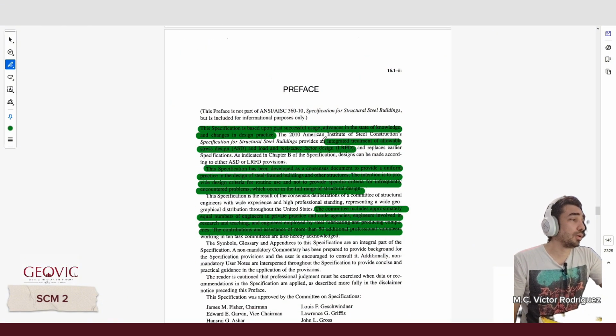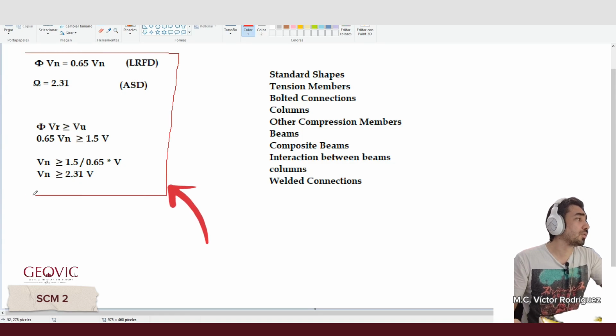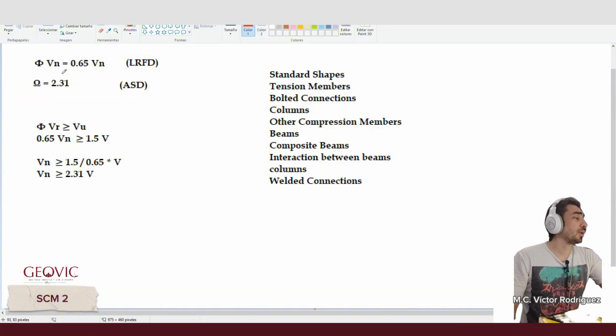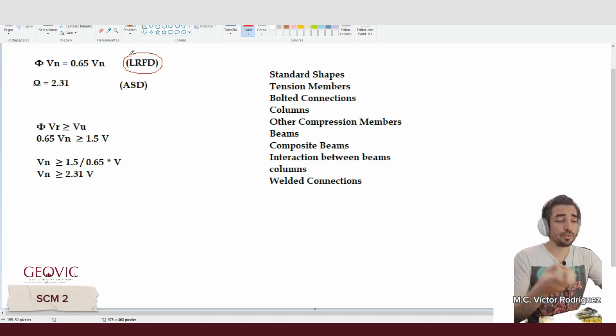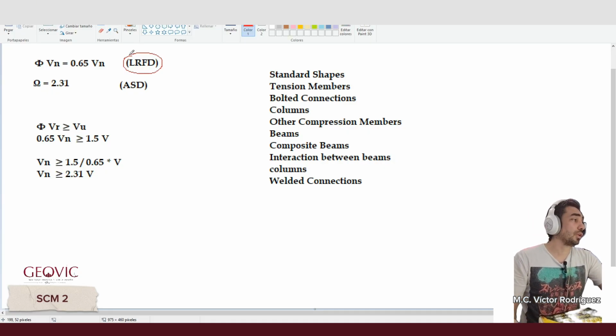This manual includes the two methodologies of design: allowable stress design, ASD, and load and resistance factor design, LRFD. Here I prepared a little explanation on how these two methodologies correlate with each other. When we are using load and resistance factor design, we use a factor to reduce the resistance and factors to increase the demands. On the other side, when we use the other methodology, we use only a safety factor.